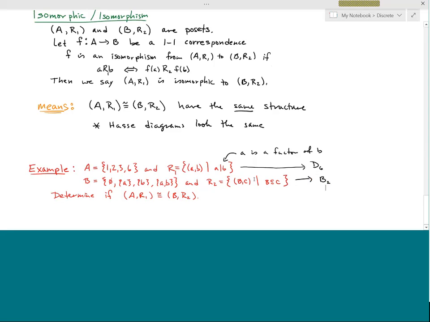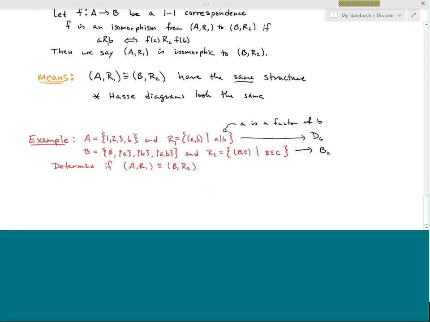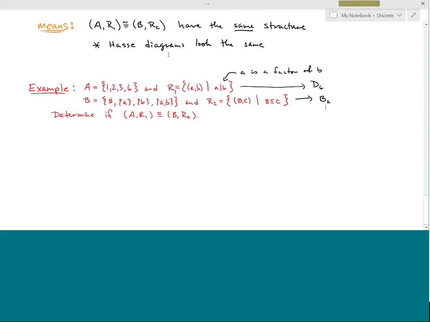Okay. So our question is, we want to know if these two posets are actually isomorphic to each other. So we're going to do the shortcut method, which is we're going to create the Hasse diagrams of these two posets, compare them, and see if they look the same. If they look the same, the two posets are isomorphic. If they don't look the same, the two posets are not isomorphic. Okay. So if we look first at the guy that's D6, what happens? Our building set is the elements 1, 2, 3, and 6.